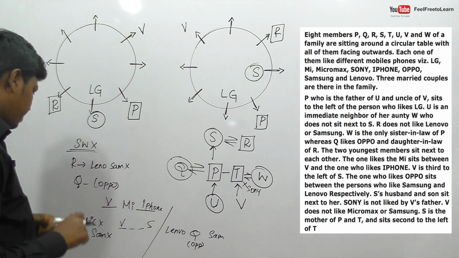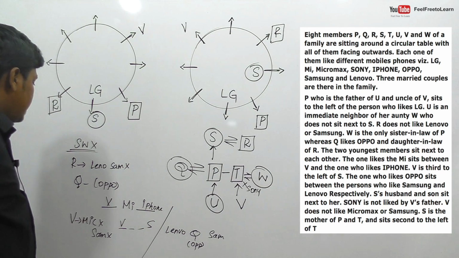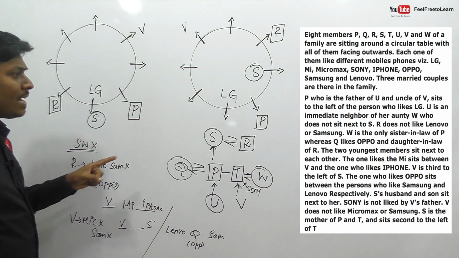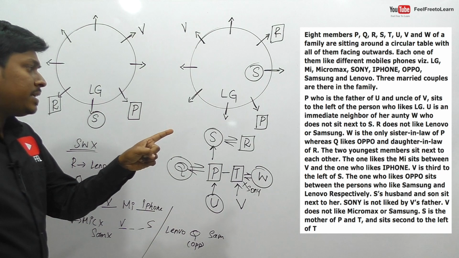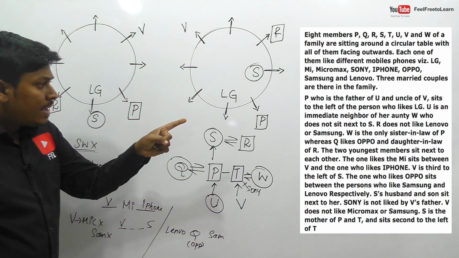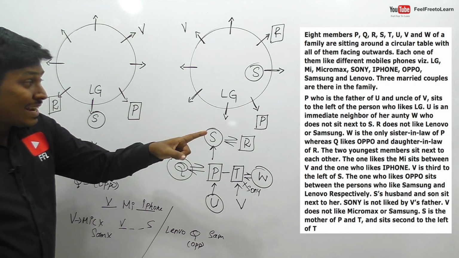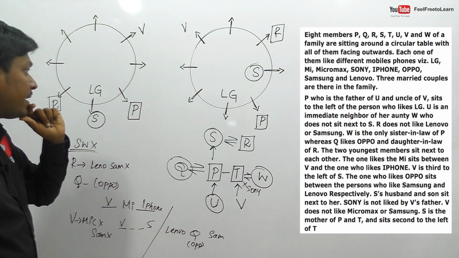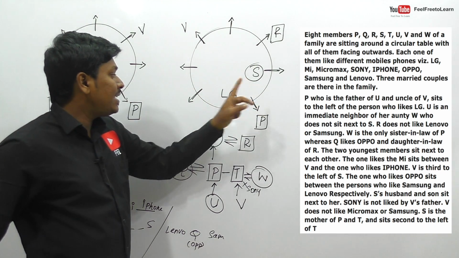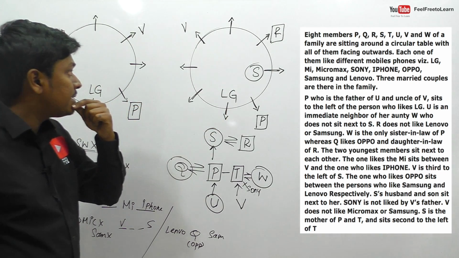I think we should place any other clue, friends. Lenovo. So friends, the last point is missing. S is mother of P and T and sits second to left of T. Friends, listen here, in the last point, S is mother of P and T and sits second to left of T. So T left hand side at a second place, S is sitting, right? So here it is S, so T left hand side at a second place, S is sitting.